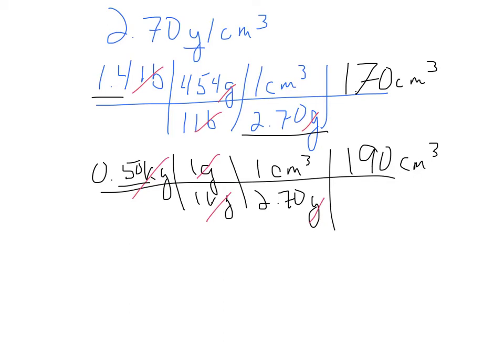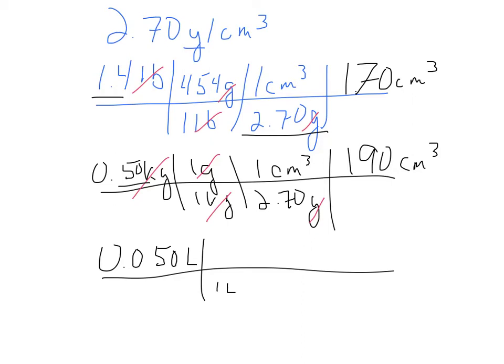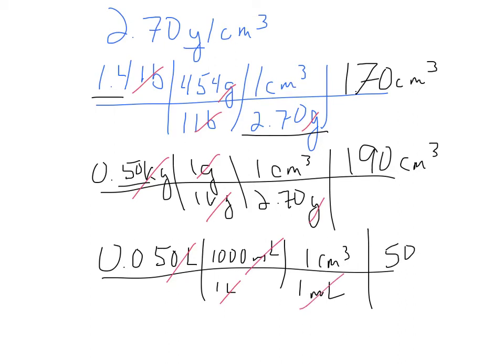And then the last one, they just give us a volume, and they say if you have 0.050 liters, okay, we're going to convert liters to milliliters. So 1 liter is 1,000 milliliters. Conversion to centimeters cubed is just 1 milliliter is 1 centimeter cubed. And again, labels cancel. Liters cancel liters, milliliters cancel milliliters. And our answer comes out to be 50 centimeters cubed. So the one with the greatest volume would be a half a kilogram, right here. All right. So that's how you do number 2.